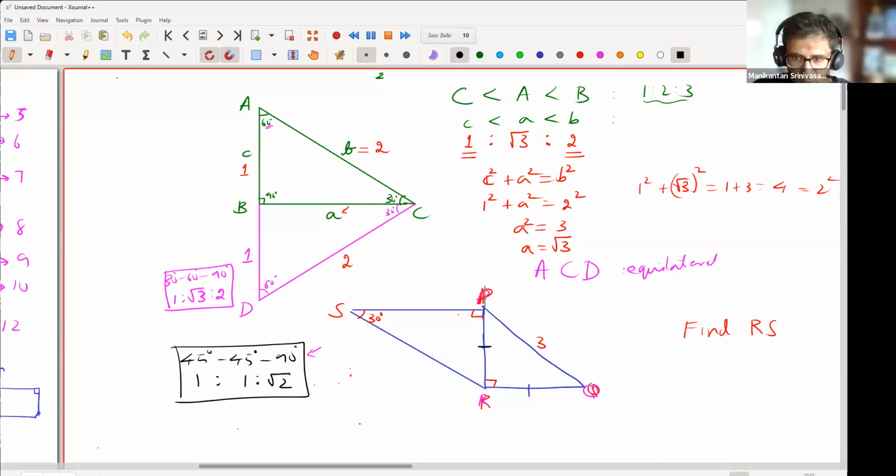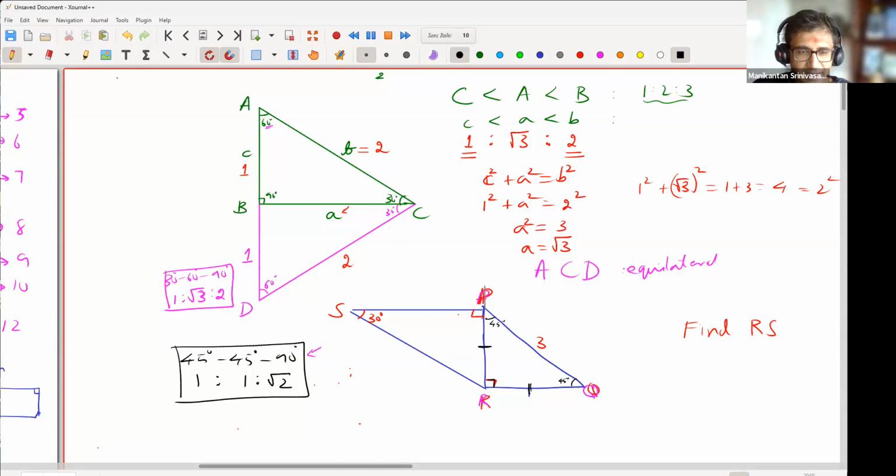PRQ, isosceles and right angle, which means it's 45, 45, 90. No, sir, it has to be scalene. Why scalene? I have marked it to be isosceles. I'm not tricking you. So this is 45 and this is 45, right? It has to be, right?